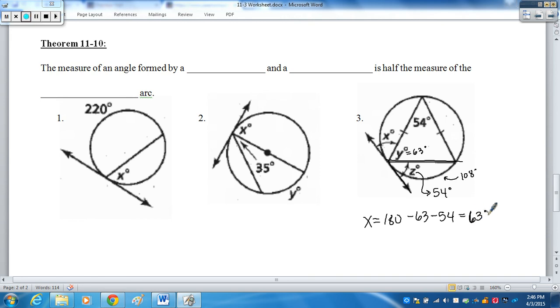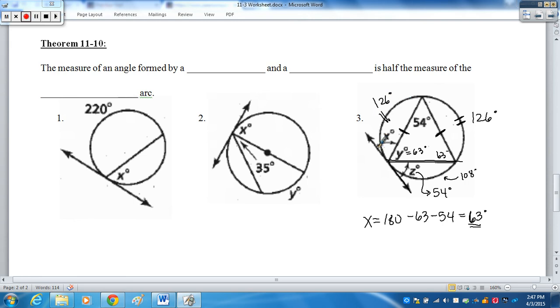Okay. Now I shouldn't be, let me think here for a second. Yeah, I shouldn't be surprised that's 63 degrees, being that's the same thing as y over here. And here's why. We talked earlier that if we have congruent chords, so this chord here and this chord here of the circle are congruent, that means we have congruent arcs. So this arc here and this arc here will have to be congruent. So if I double this inscribed angle, okay, and we know that this one's 63 degrees as well, I can double this inscribed angle. Okay, again, we're going to get 63 degrees there.